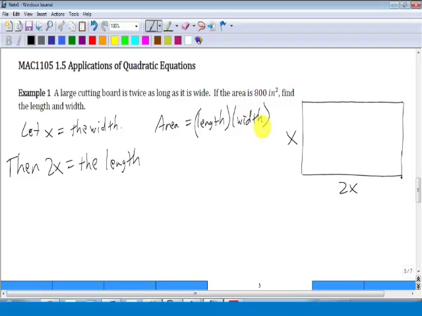So we have the number for the area, 800 square inches. We have an expression for the width, we have an expression for the length, so we can substitute, and we have ourselves an equation, and I believe it is a quadratic equation. 800 equals 2x times x. Just like that. So 800 equals 2x squared.